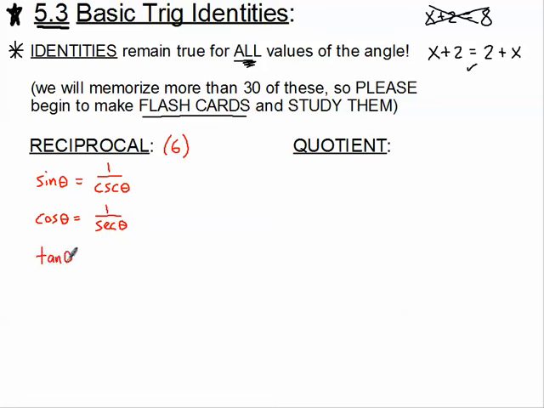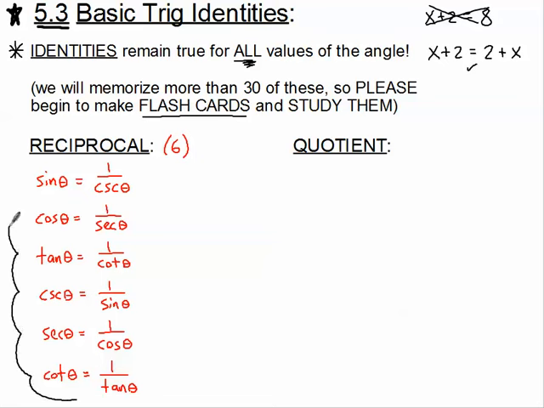The tangent of theta is equal to 1 divided by the cotangent of theta, because tangent and cotangent are reciprocals. The cosecant of theta is 1 divided by the sine of theta, because if the sine and cosecant are reciprocals, that would mean that the cosecant and sine are reciprocals as well. So secant is equal to 1 divided by the cosine, and cotangent is equal to 1 divided by the tangent. So these are the first six of our trig identities, and they are called the reciprocal identities.